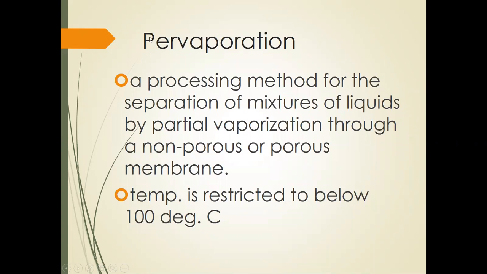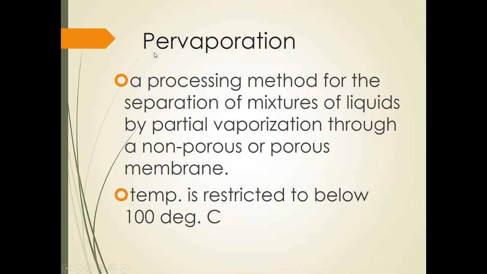There is this prefix per, and you have vaporization. So let's remember these two prefixes, the per and the vaporization. A processing method for separation of mixtures of liquids by partial vaporization through a non-porous or porous membrane. So the reason why you have pervaporation is because you have the partial vaporization of your liquids as it passes through your non-porous or porous membrane. So the partial vaporization, meaning some gets vaporized while some doesn't get vaporized in your mixture.